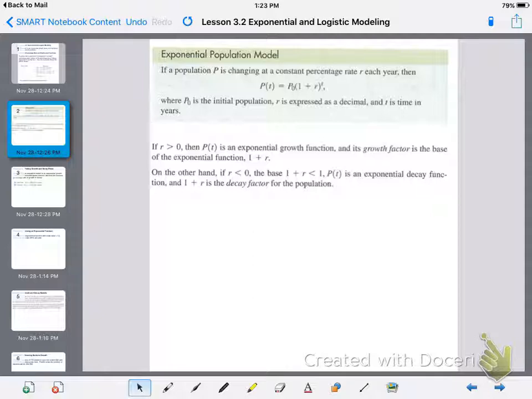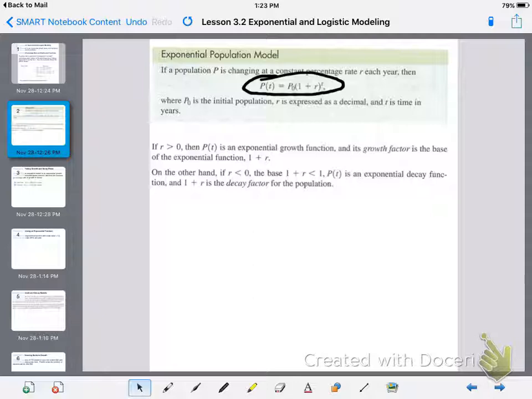So if we look at the next slide, here's our formula. P of t equals P naught times the quantity 1 plus r raised to the t power. P naught is the initial population, r is expressed as a decimal, and t is time in years. If r is greater than 0, then P of t is an exponential growth function, and its growth factor is the base of the exponential function, 1 plus r.